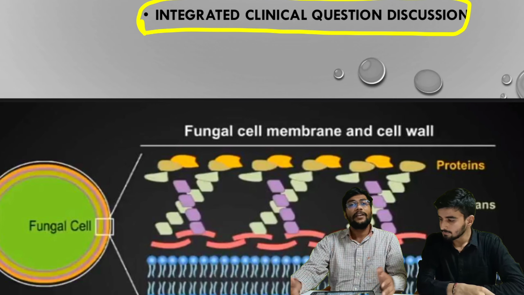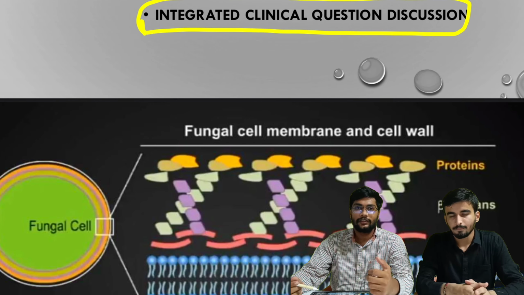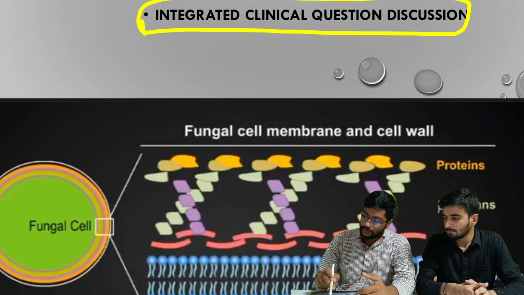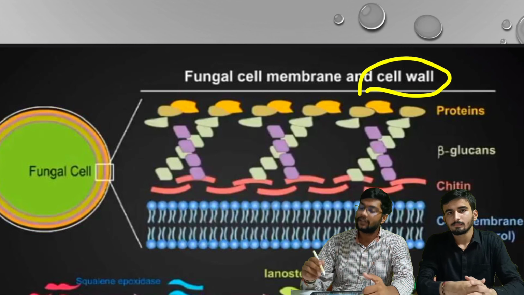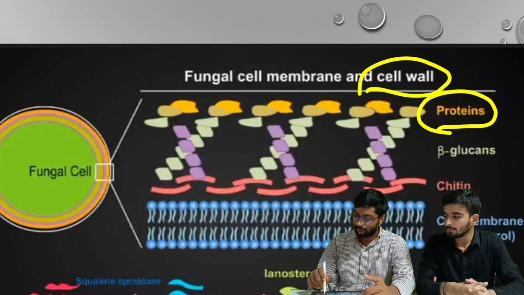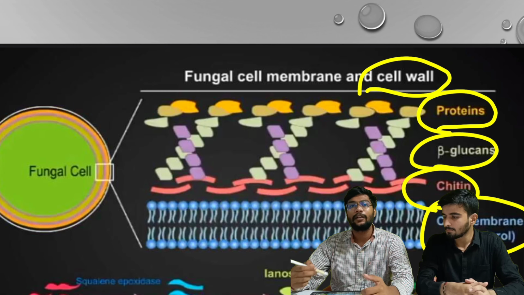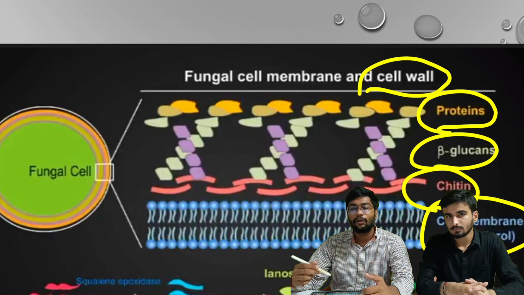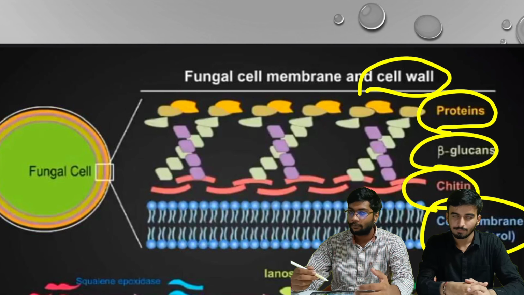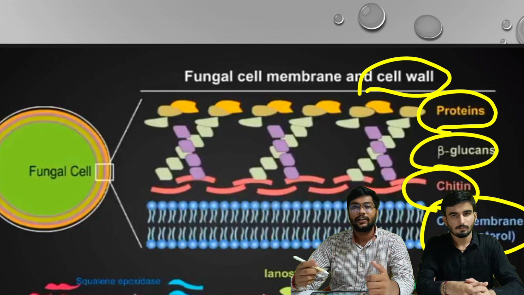Basically, you have studied the fungal cell wall in second prof microbiology. So let's revise it. What is the fungal cell wall? The fungal cell wall consists of four main components. The first one is proteins, the second is beta glucans, the third is chitin, and the fourth is the cell membrane. The cell membrane consists of ergosterol, which is the main component of the fungal cell wall, which binds together all the components and strengthens it so that the antifungal drugs can't act on it.